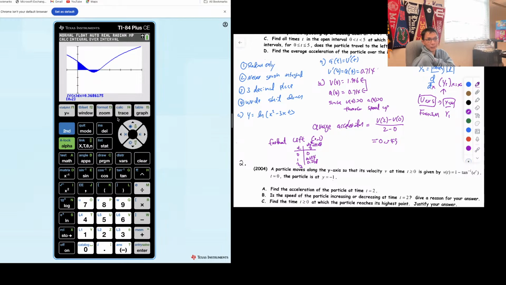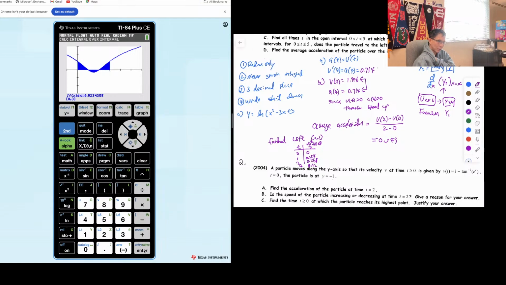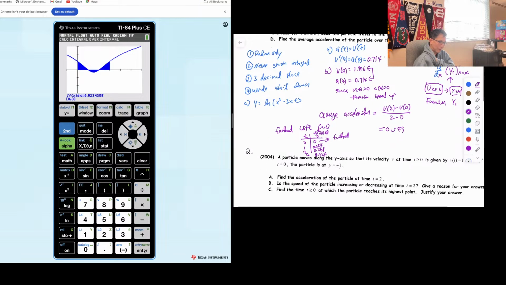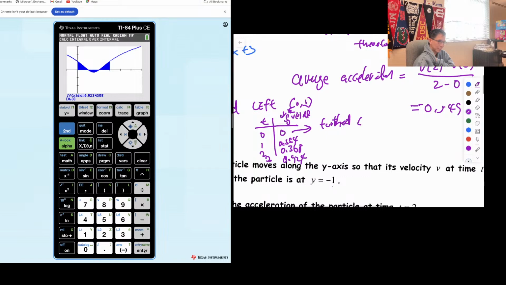What happened at the endpoint? Well, I'm going to do the endpoint. Do you think it's going to be higher or lower? Higher. Okay, so it's going to be higher. So it's 0 to 3, and it's going to be 0.924. So what is the furthest left? This is the furthest left because it has the smallest value. Furthest right is actually here, right?